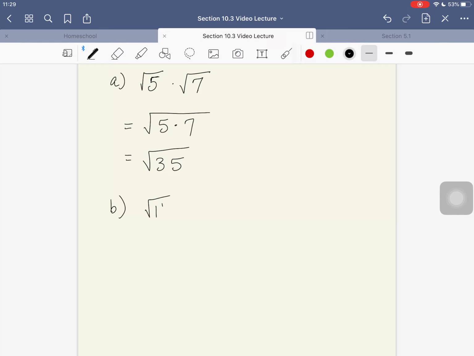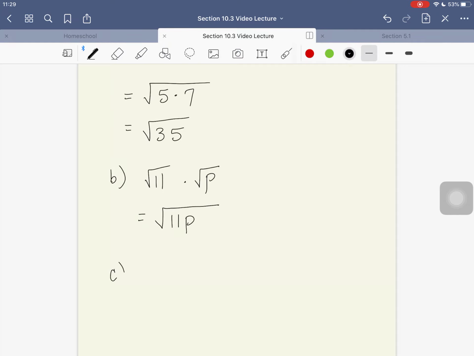The square root of 11 times the square root of p would be the square root of 11p. The square root of 7 times the square root of 11xyz, multiply and get the square root of 77xyz.